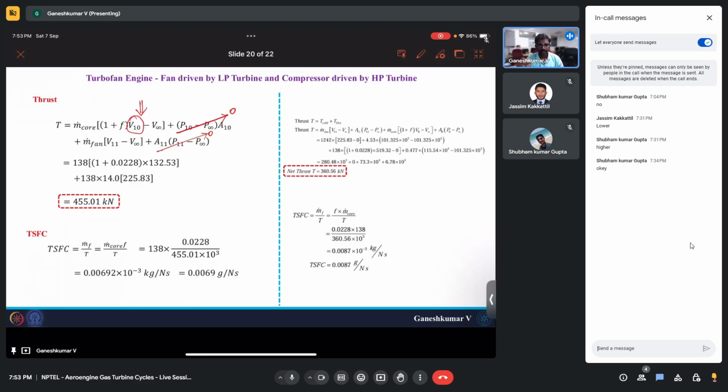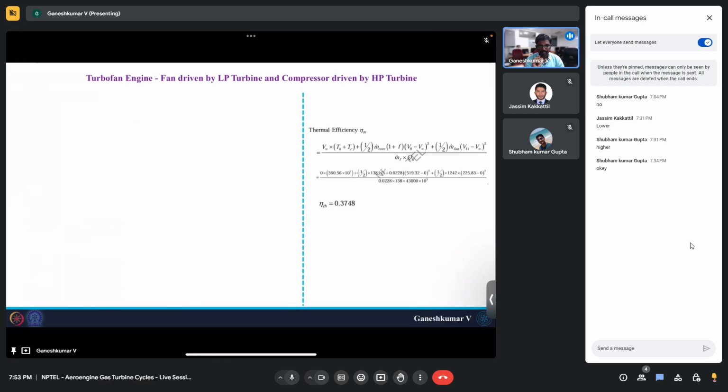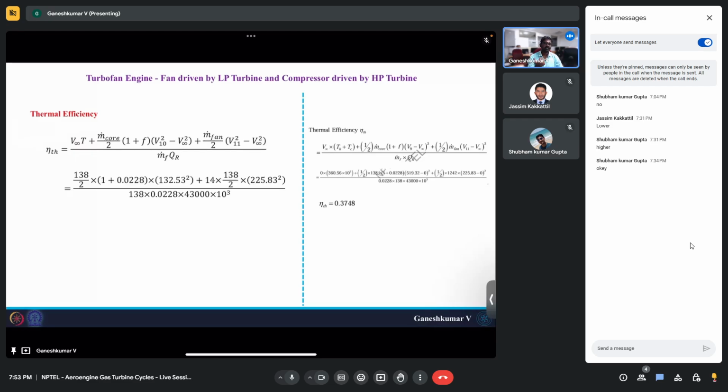You are able to get lower thrust specific fuel consumption, which was almost 0.0069 grams per Newton second. However, in the conventional turbofan engine, you have 0.0087 grams per Newton second. All right. And then we also have thermal efficiency. In thermal efficiency, you are adding the same amount of fuel, and there is a little bit of change in the kinetic energy leaving your engine, but also an increase in the thrust. So these are two counteracting forces which might balance.